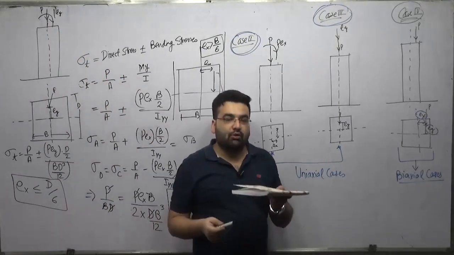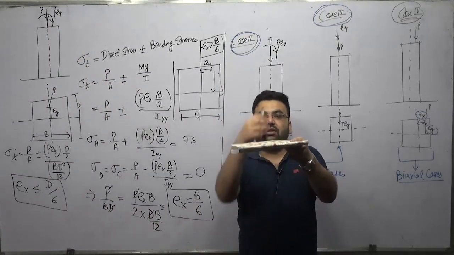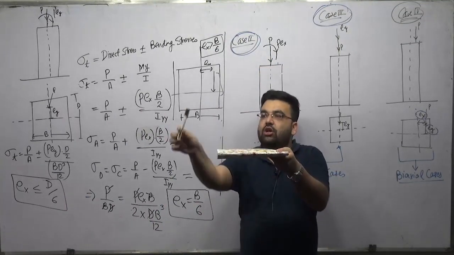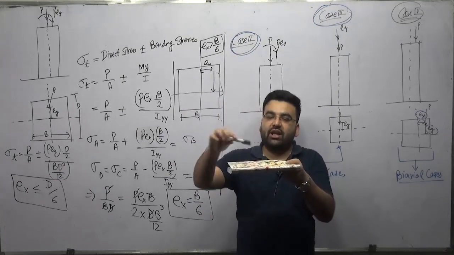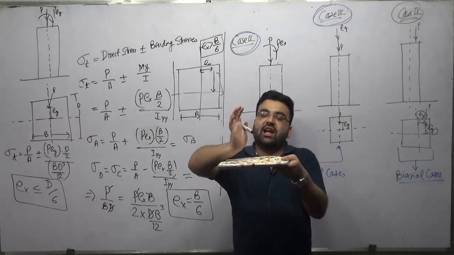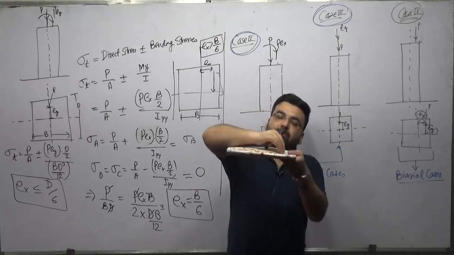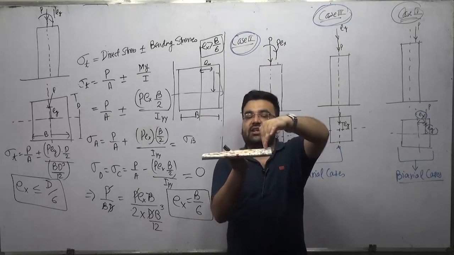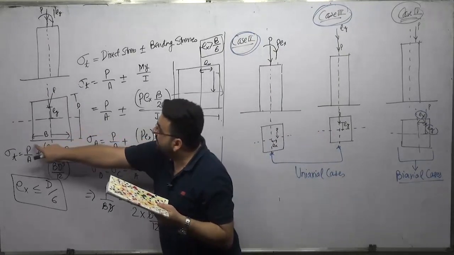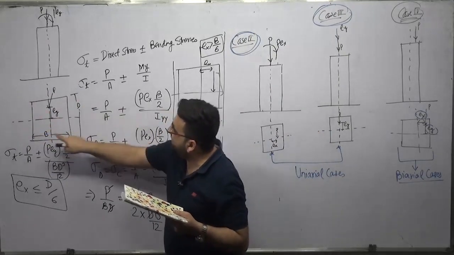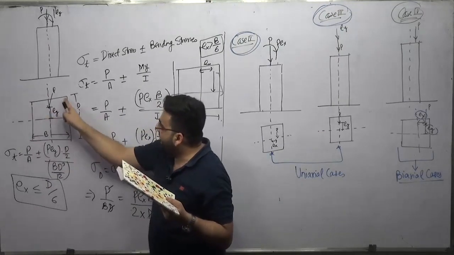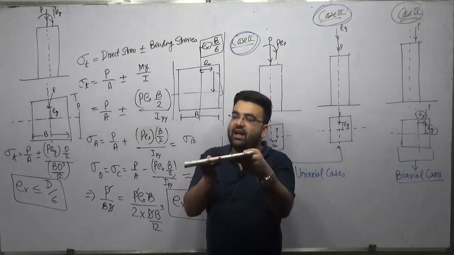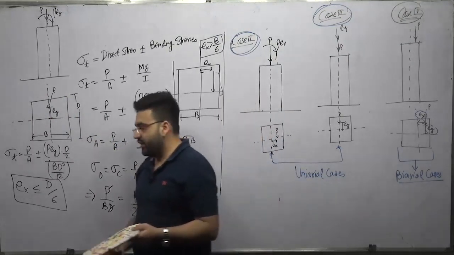Now, what does the clockwise moment mean? The load is going in this direction, and the moment is about the center, a clockwise moment like this. It tries to compress this face and tries to lift up this face. Let us say the corners are A, B, C, D. It tries to lift CD and tries to compress AB. So that is the meaning.